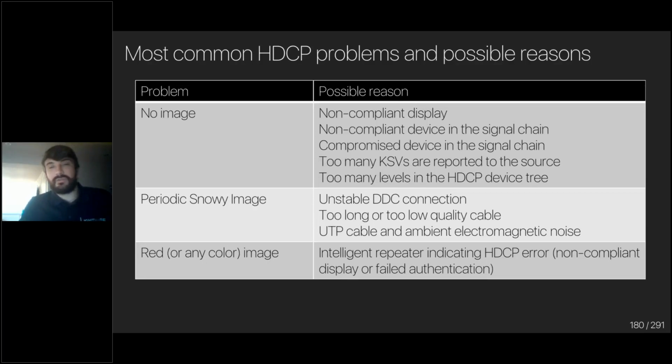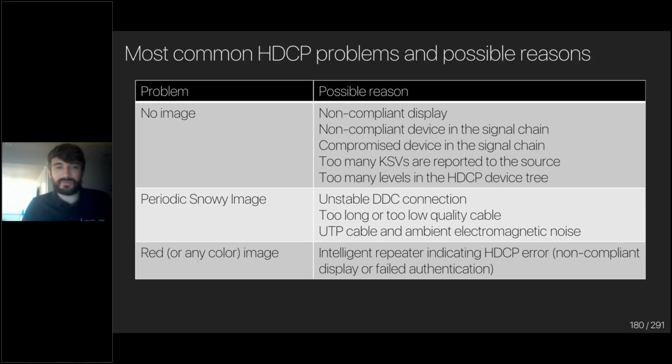So it's worth talking about some of the common HDCP problems. The most common is that you don't see any picture. That could be several things. Maybe a non-compliant display is connected, or a non-compliant device is in the signal chain. There's a compromised device. More or less, these problems are that the source device is not sending anything out. So something has convinced the source device that this system is not HDCP compliant. You can't send HDCP into this system without breaking the HDCP license agreement.